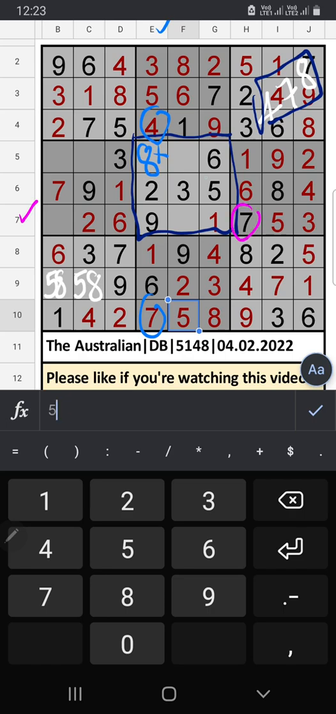7th row we have 7. So 7 can't come in this cell. Then 7 is confirmed here. Then 4 is here.